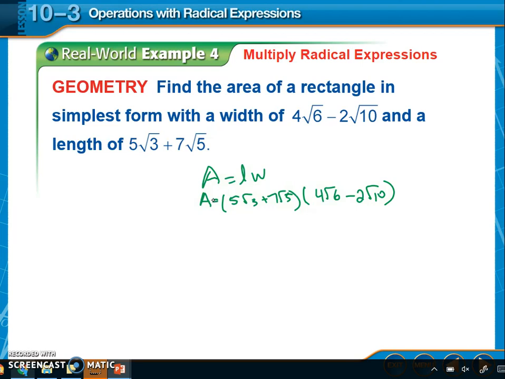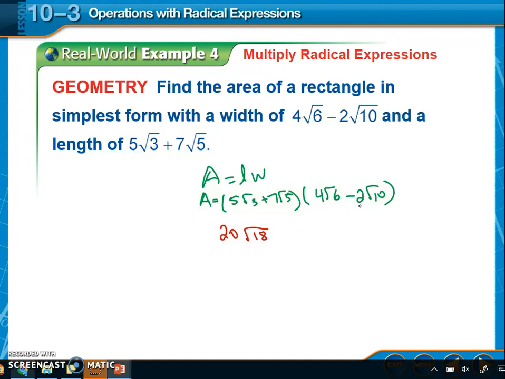So when I have a binomial times a binomial, I'm using the FOIL method. So my first terms, 5 square root 3 times 4 square root 6. So 5 times 4 is 20. And square root 3 times square root 6 makes square root of 18.